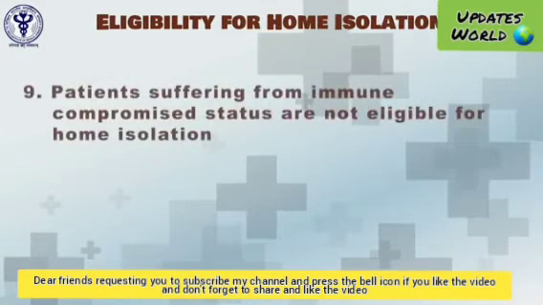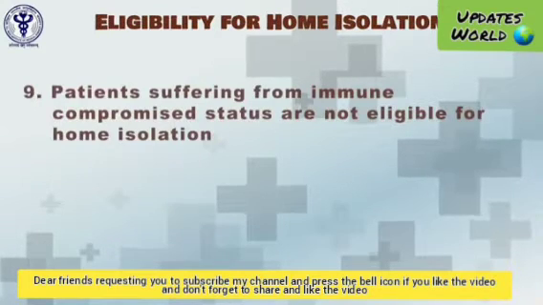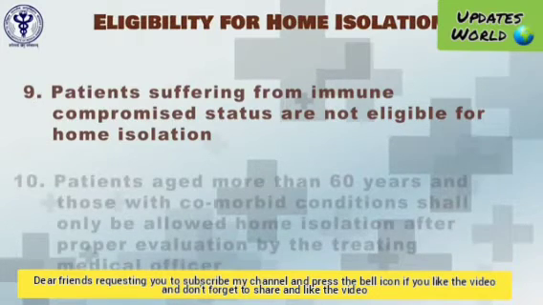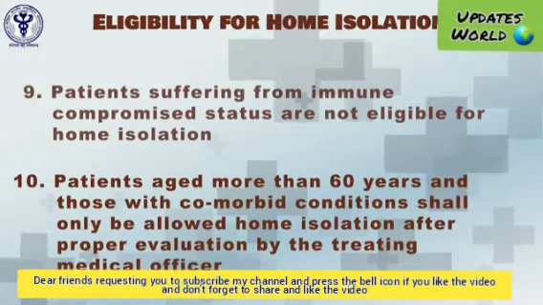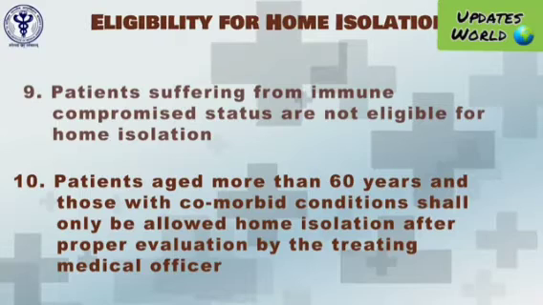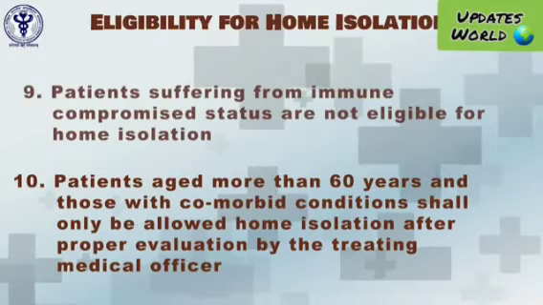Patients suffering from immune-compromised diseases like HIV, cancer, and transplant recipients are not eligible for home isolation. Patients over 60 and those with comorbid conditions like hypertension, diabetes, heart disease, chronic lung, liver or kidney disease, cerebrovascular disease shall only be allowed home isolation after proper evaluation by the treating medical officer.